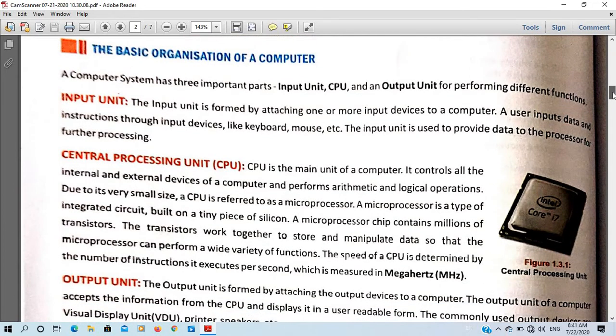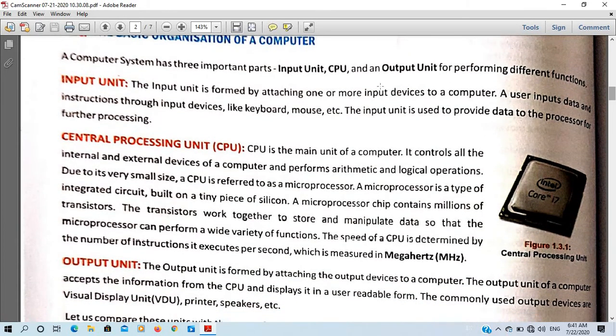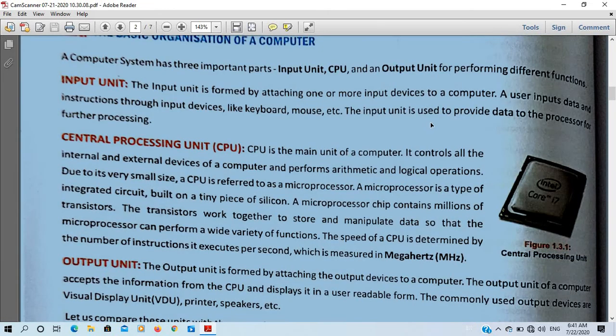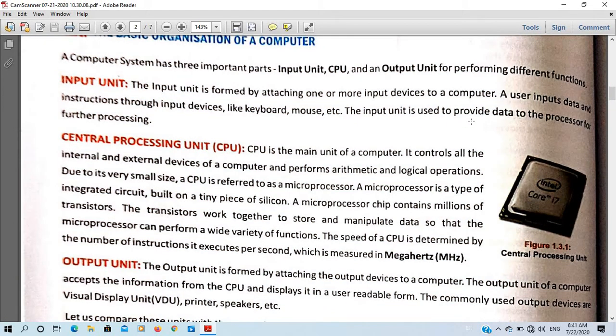Now let's read for your sake. The input unit is formed by attaching one or more input devices to a computer. A user inputs data or instructions through input devices like keyboard, mouse, etc. The input unit is used to provide data to the processor for further processing. So you know very well what these lines explain.